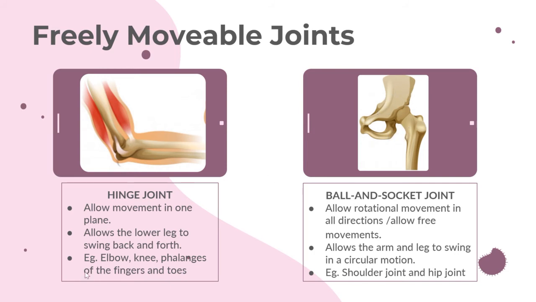Alright, so please remember that there are two types of freely movable joint. What are they? Hinge joint and ball and socket joint. Please remember the examples of the hinge joint: we can find it in our elbow, knee, and also phalanges. The ball and socket joint, we can find it in our shoulder joint and hip joint.